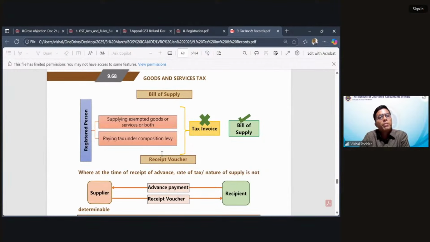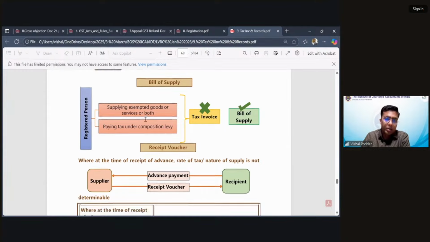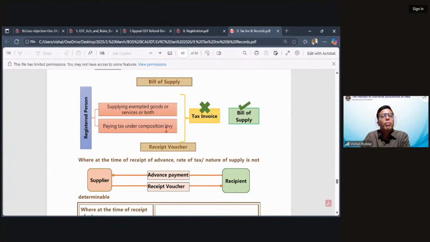Now we come to the bill of supply. This I had explained at the start also. What is a bill of supply? Wherever you are a registered person making supply of exempted goods or services, or you are registered as a composition dealer, in both these cases you have to issue an invoice, but your invoice will not be a tax invoice.